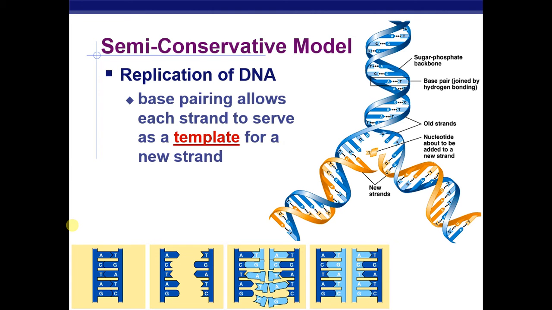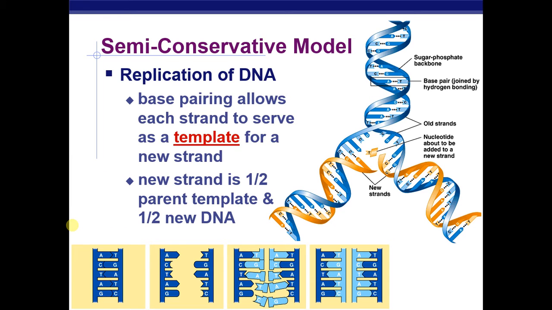So DNA replicates based on what's called a semi-conservative model. Because base pairing allows each strand to serve as a template for a new strand, each new double helix of DNA contains one whole strand that is from the old double helix that was supposed to be copied, and half of it is completely made from scratch. So let's look at this model.